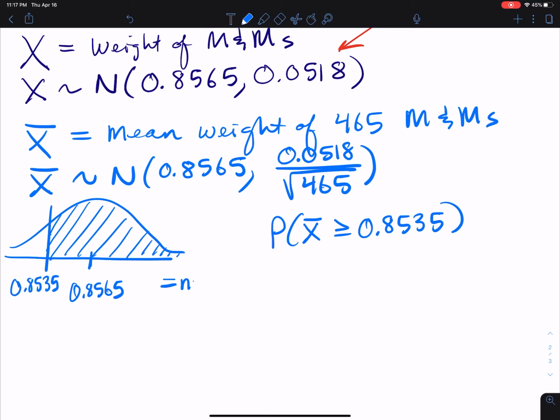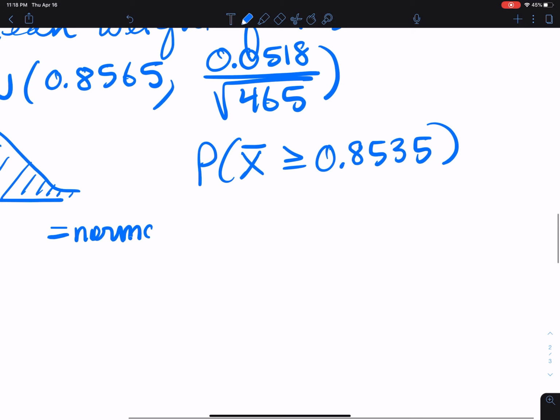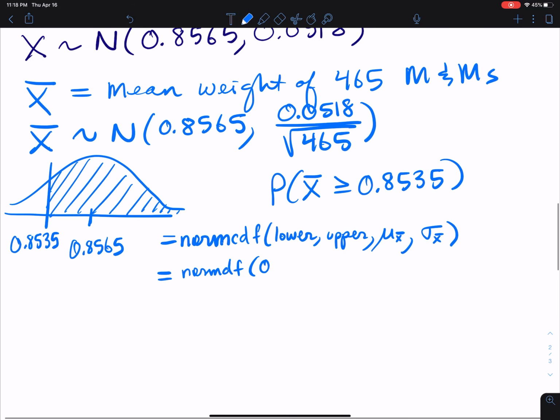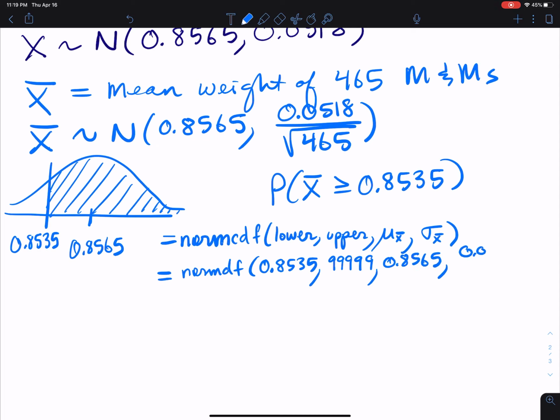That's equal to norm CDF. Let me zoom in a little bit. It's norm CDF: lower, upper, the mean of the sampling distribution, and the standard error of the sampling distribution of the mean. So this equals norm CDF. The lower is going to be what? This one right here, 0.8535. The upper is 9999, just some big value. The mean of the sampling distribution of x bar is 0.8565. And for the standard error, it's right here, so we could just use that, 0.0518 divided by the square root of 465.